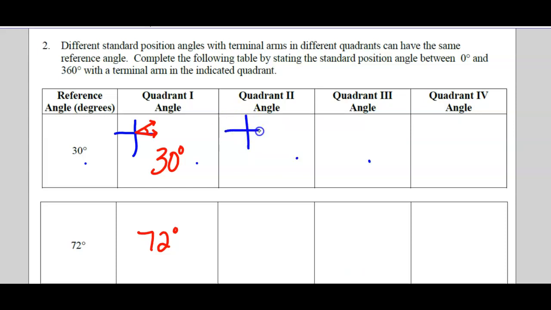if I have a reference angle of 30, so I've got to start there, and I've got to have a terminal arm in the second quadrant, then that means this angle in here has to be 30 degrees. My standard position angle is that one. So in that case, it's 180 minus 30, which is 150 degrees.